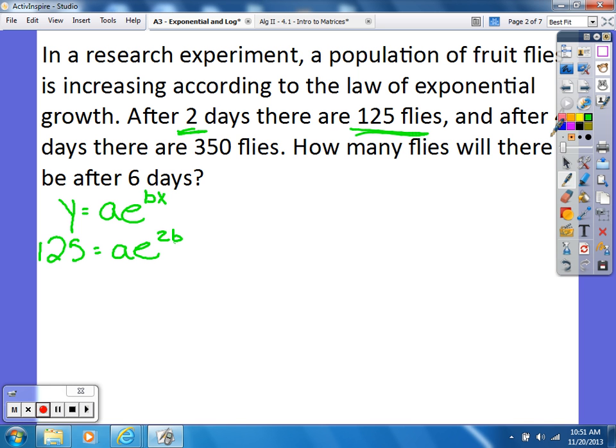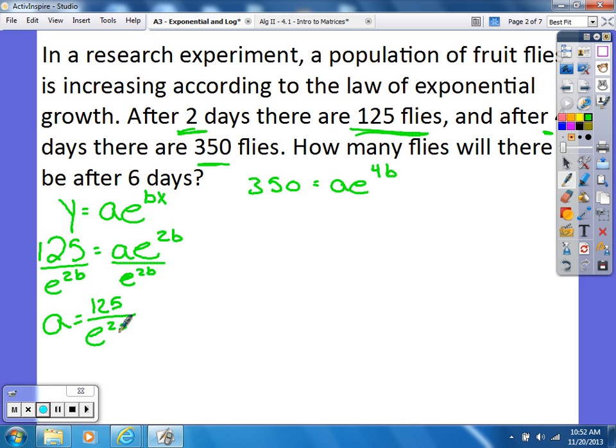And then I've got another one, and it says 4 days and 350 flies. So 350 equals A e to the 4B. From here, I always like to solve this one for the letter A. So I'm going to divide both sides by e to the 2B. So I get A equals 125 over e to the 2B. And I'm going to plug it in over here. So that's substitution, right? We're going to substitute that into this equation.